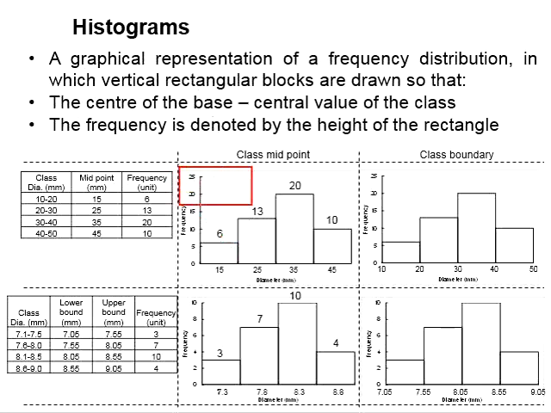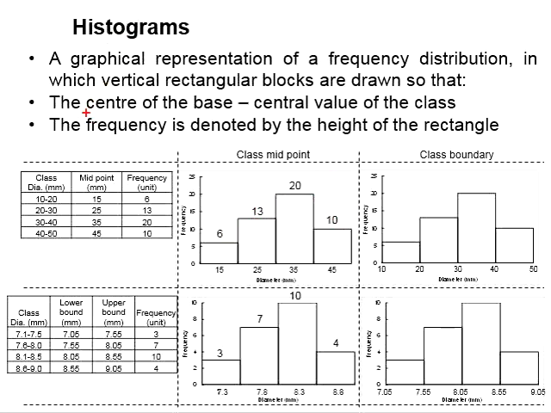Based on the graphical representation here, we know that this group will have the highest frequency and this group will have the lowest frequency. From the histogram here, we are also able to observe the distribution of the data.